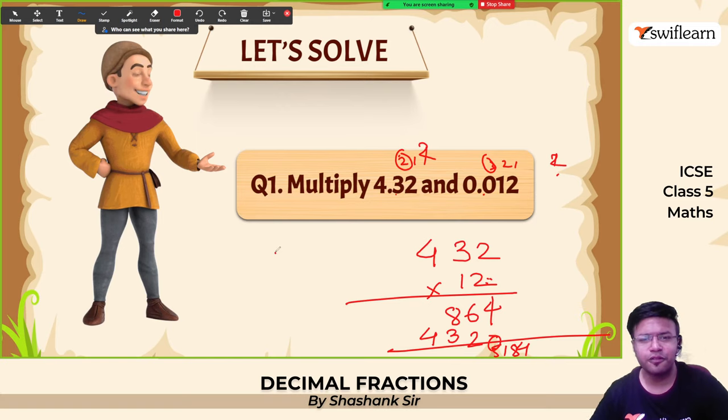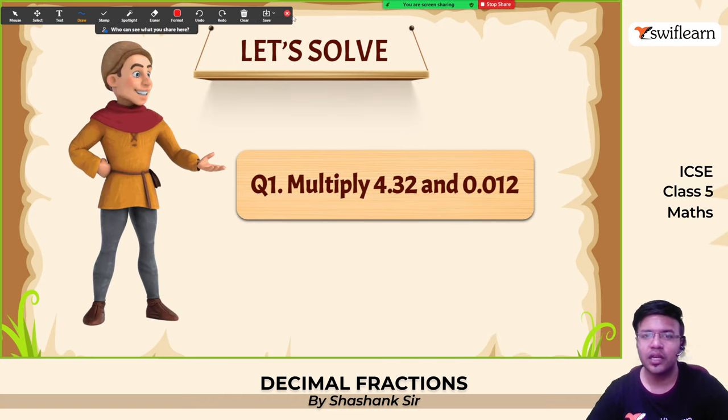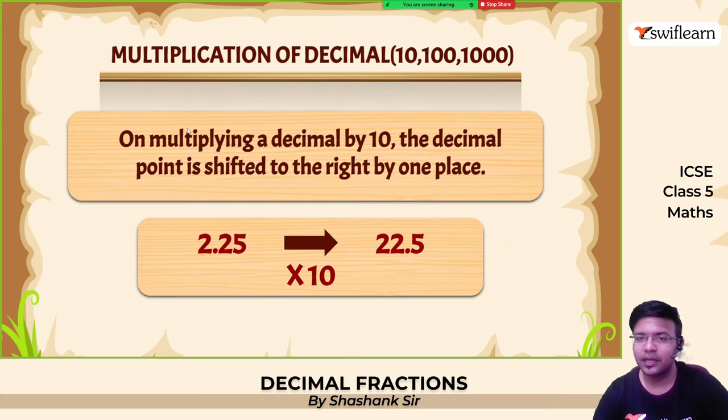So you got 5, 1, 8. After the five numbers, place a decimal point. So the answer is 0.05184. That is the answer.